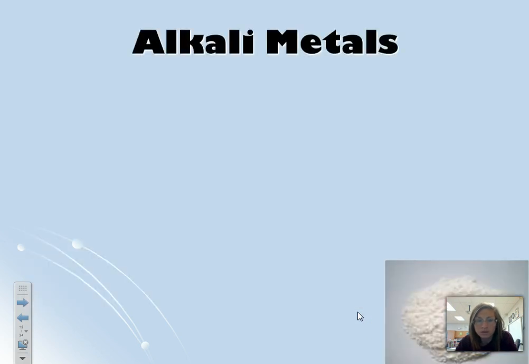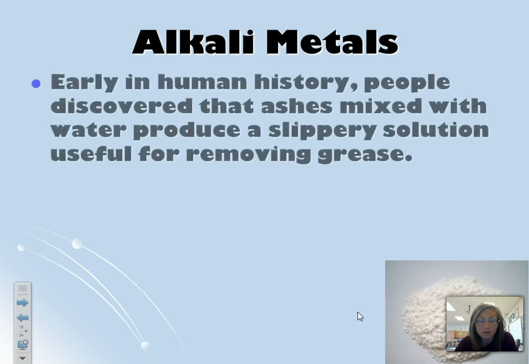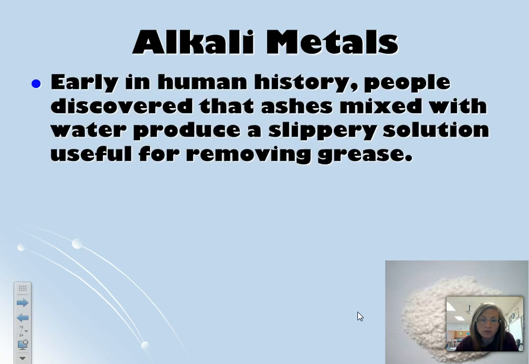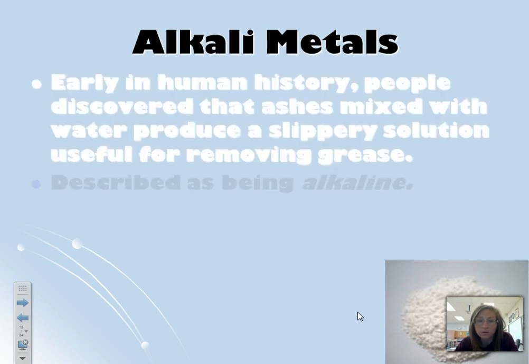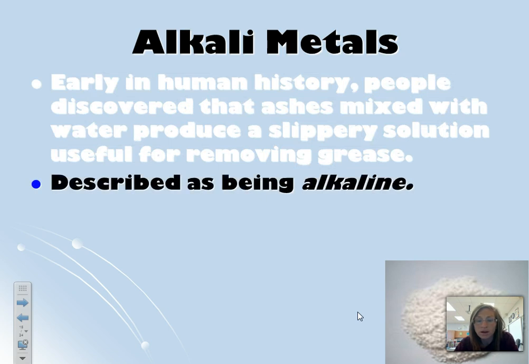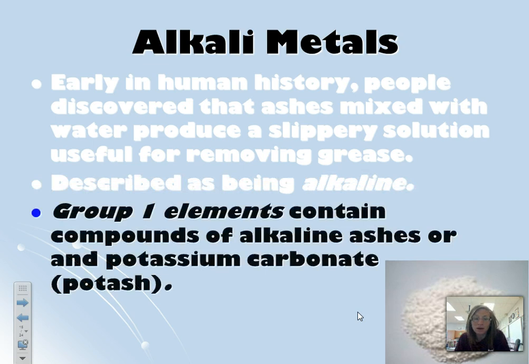So I just want to break down each group for you real quick. You're probably going to need to pause to make sure you get all the pertinent information, because I'm going to go pretty fast. The alkaline metals are in group 1. They were discovered early in human history, and people noticed that when they mixed ashes with water, it produced a slippery solution useful for removing grease. They described those solutions as being alkaline, which led to the name alkaline metals for those group 1 elements.